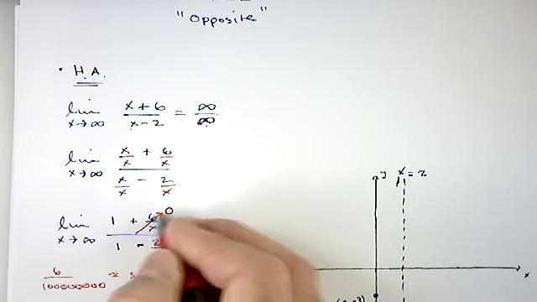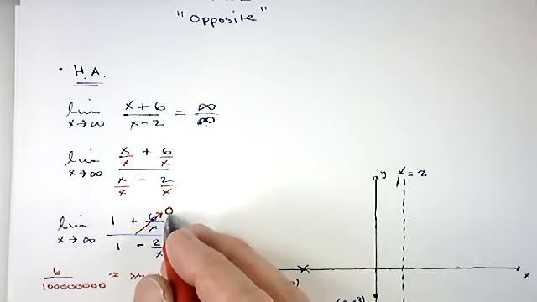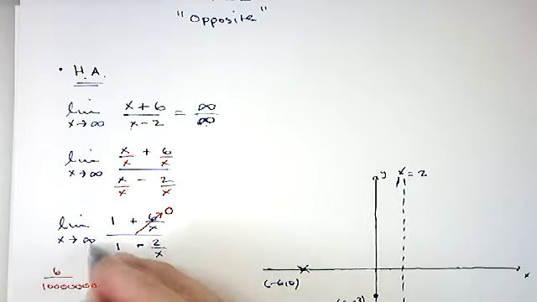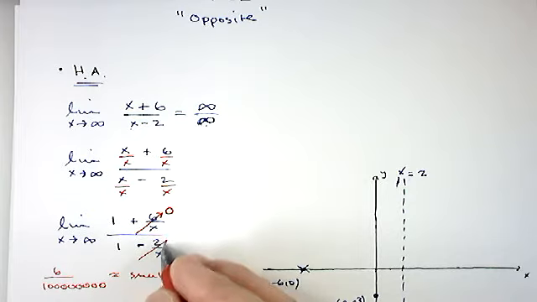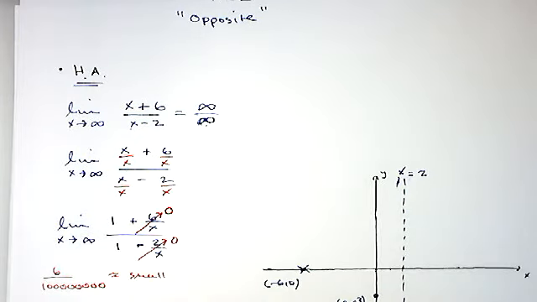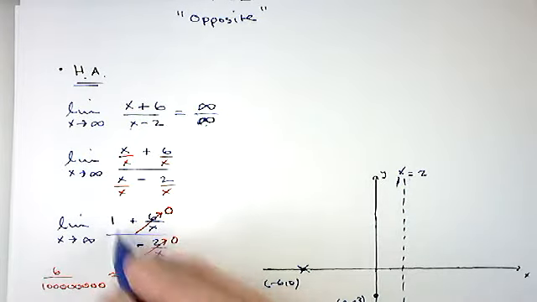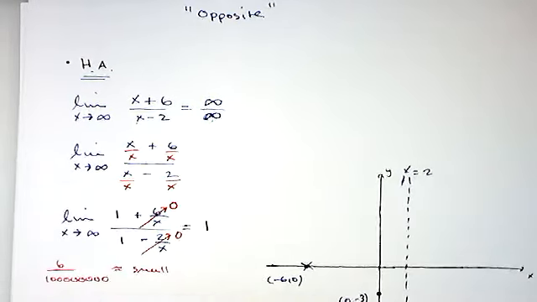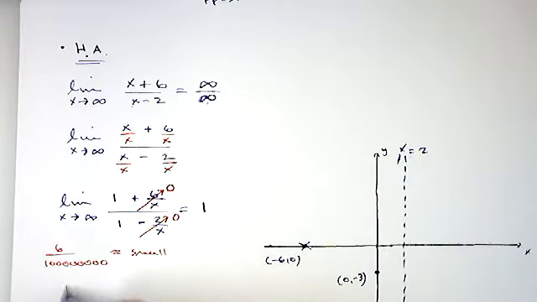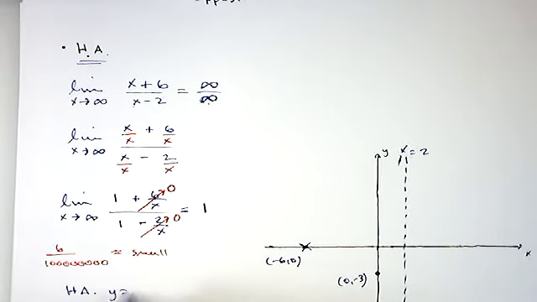That's kind of the notation. A lot of times you draw a little arrow and say it's going to approach 0 as x goes to infinity. Same thing here: 2 over a really big number is going to get really, really small. So what does that leave me with? If both of these are 0, I do end up with 1 over 1, which is 1. So my horizontal asymptote is y equals 1.